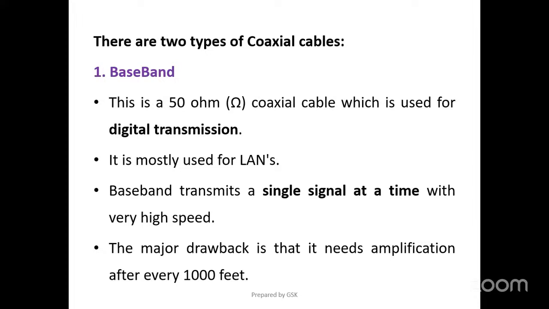The major drawback in baseband is that it needs amplification after every 1,000 feet of distance. Amplification means we need to regenerate the signal of that particular source because its strength is reducing. If you use amplifiers, the amplifier can amplify the signal strength.